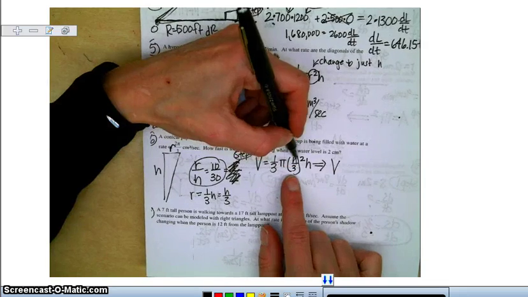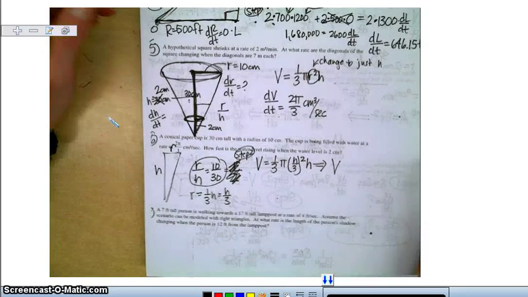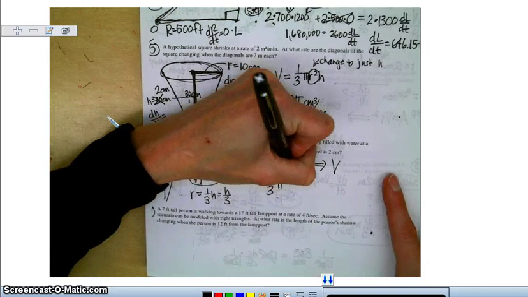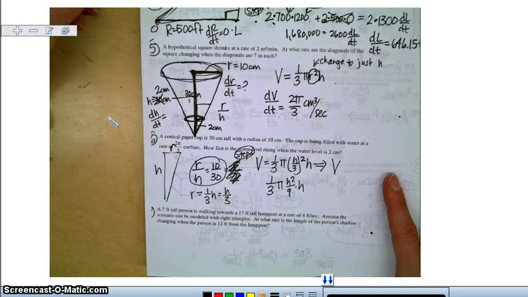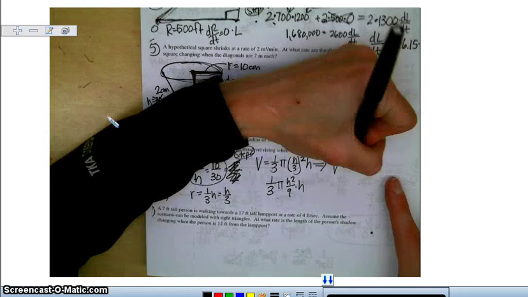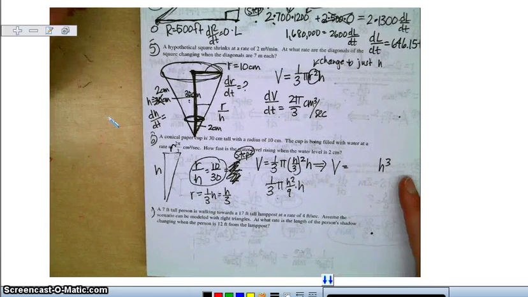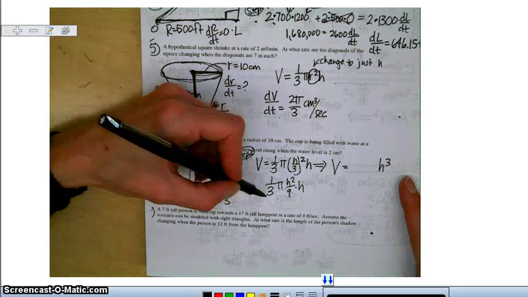What's h over 3 quantity squared? Isn't it h squared over 9 times h? And what's h squared times h? H cubed. Okay. And 1/3 times 1/9. Isn't there a 3 and a 9 on the bottom?